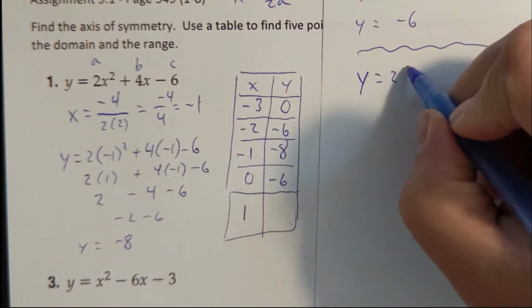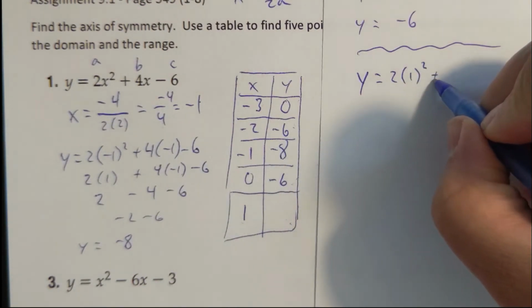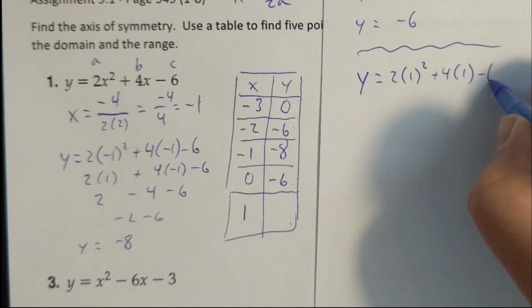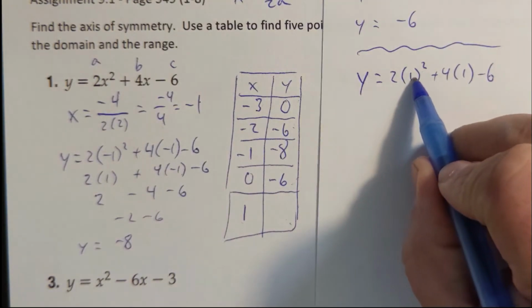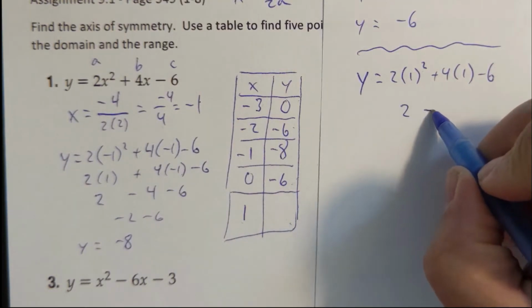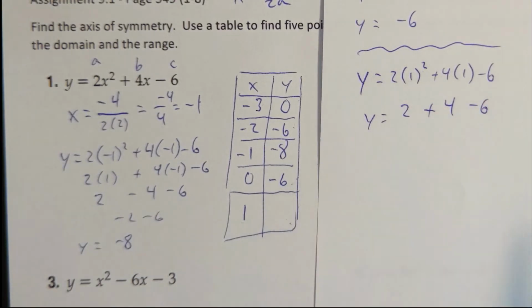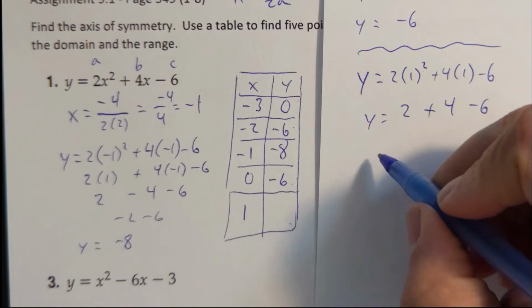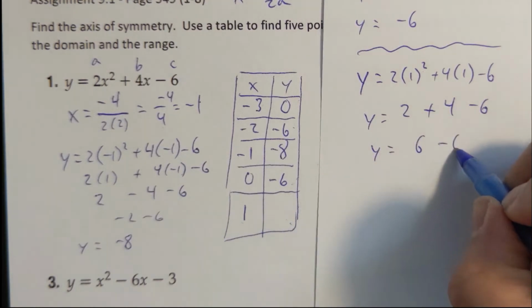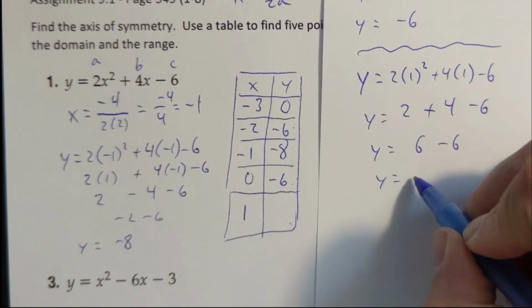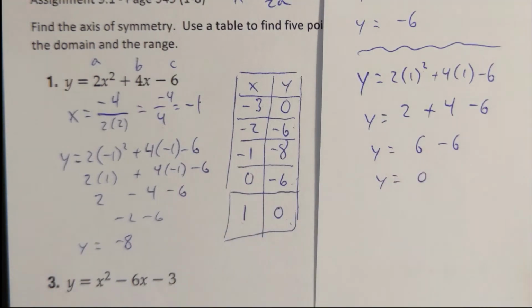So 2 times 1 squared plus 4 times 1 minus 6. 1 squared is 1, 1 times 2 is 2. 4 times 1 is 4. Then you go 2 plus 4 would be 6. 6 minus 6, we're at 0. That's what we expected. There's your table.